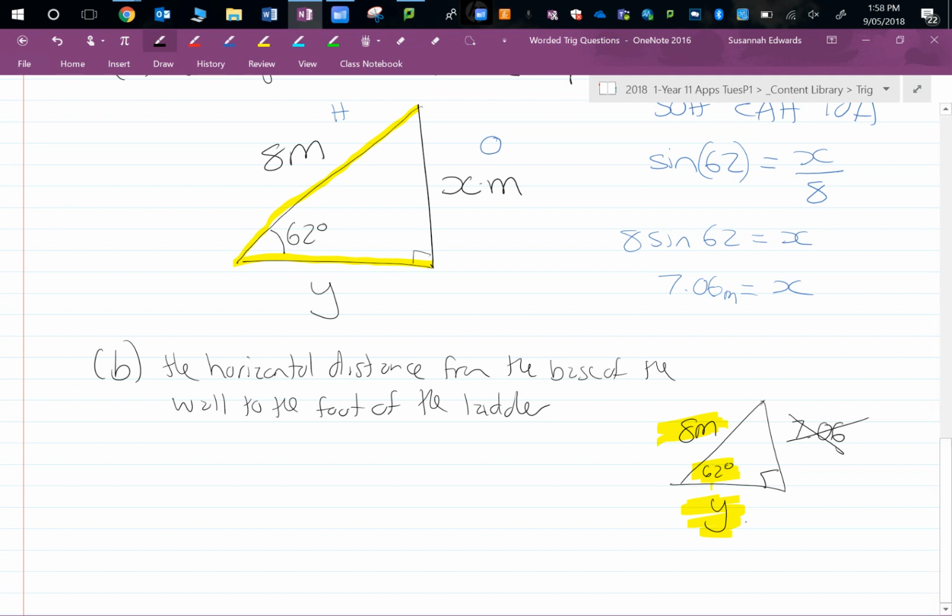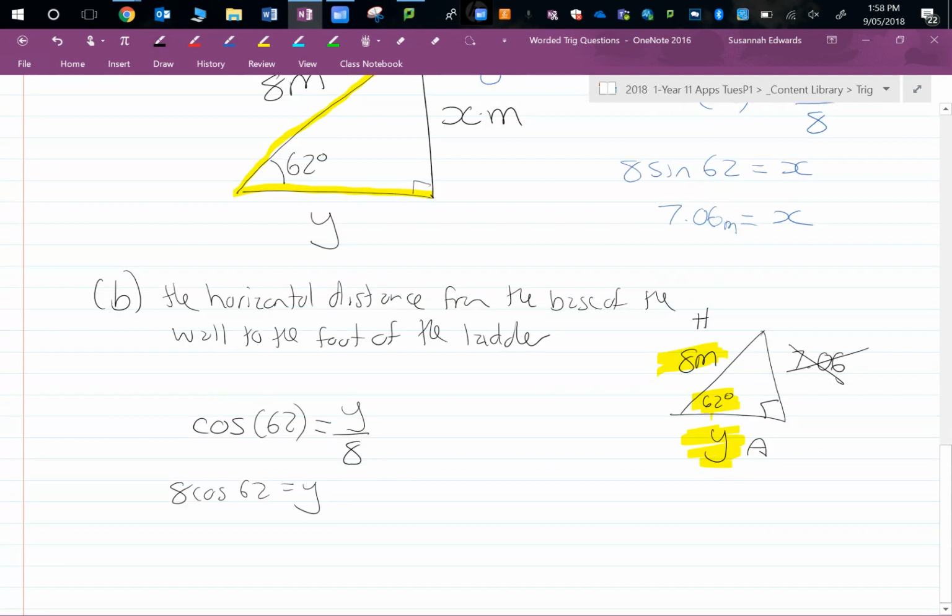All right, so is it a right angle triangle? Yes. What would the y be labelled as? A, and so 8's still H. And so what rule are we going to use? Cosine. So SOHCAHTOA, we're going to use cosine. Cosine 62 equals y over 8. And we do the same thing because the 8's on the bottom. 8 cosine 62 equals y. And we can find out our answer.